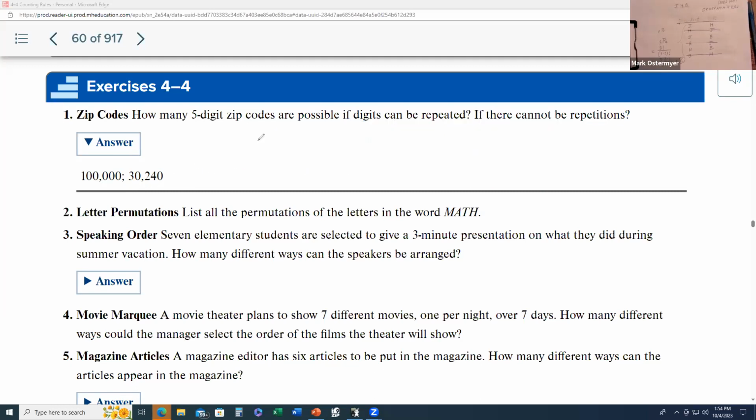All right. All right, classwork 3. I want you to also throw this one in here. Number 3, do this one. This will also be part of classwork 3. Go ahead and do that one now. So it says 7 elementary students are selected to give a 3-minute presentation on what they did during the summer vacation. How many different ways can the speakers be arranged? How many different ways can these 7 speakers speak in a particular order? Okay, go ahead and figure that out.